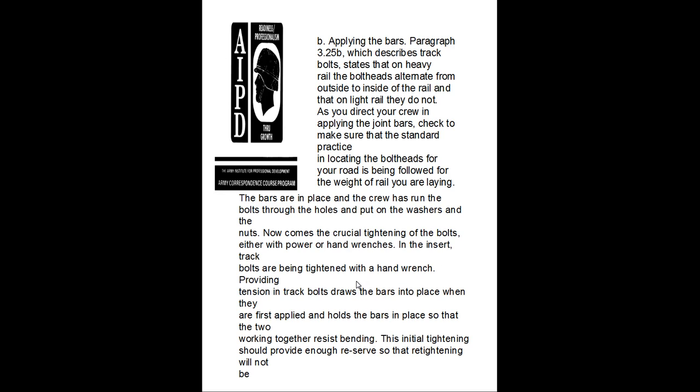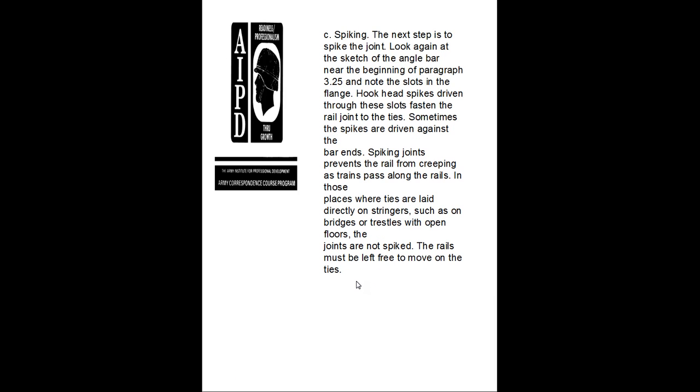Either a power wrench or a hand wrench is used, and the bolts are tightened with the wrench, providing tension so the track bolts draw the bars into place while the bolts are first applied in the holes of the bars. The two working together in the web resist bending. The initial tightening should provide enough reserve so that retightening will not be needed.